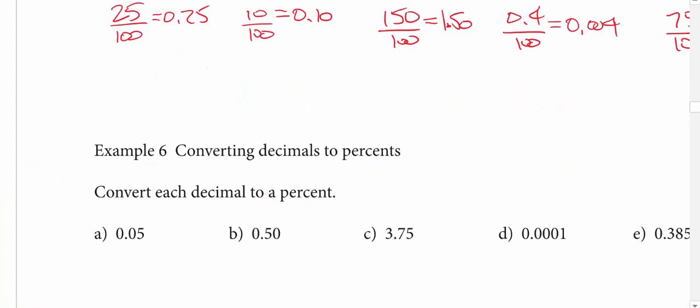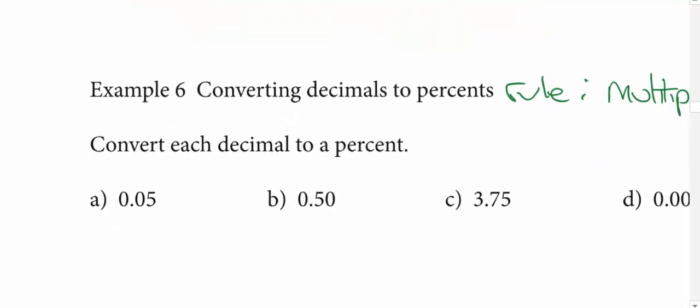Converting decimals to percents, again, there's a rule. The rule is that to go from a decimal to a percent, you multiply by 100. So multiply the decimal by 100. Like this. If you have 0.05, here's what you have: 0.05 times 100, that's equal to 5%.